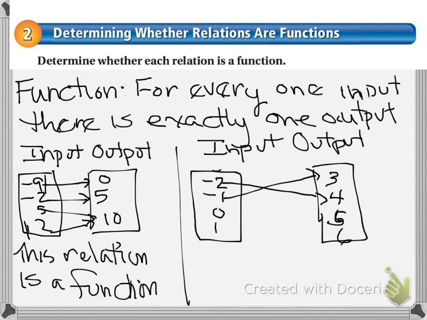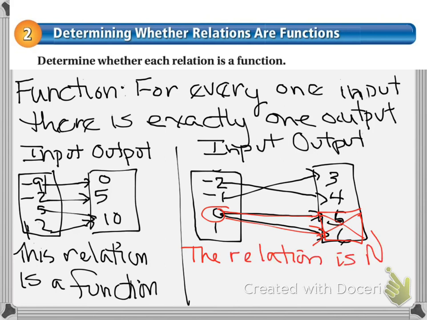Look what happens when we go to 0. When we have an input 0, we have 5 as an output. We also have 6 as an output. So that has two outputs. So that can't be a function, because a function's definition is, for every one input, there is exactly one output. And this one has two outputs. We have the 5 and the 6 for 0. So that cannot be a function. So the relation is not a function.